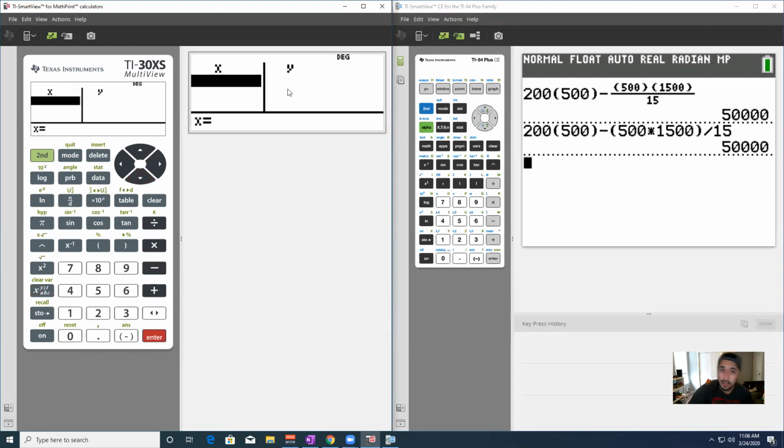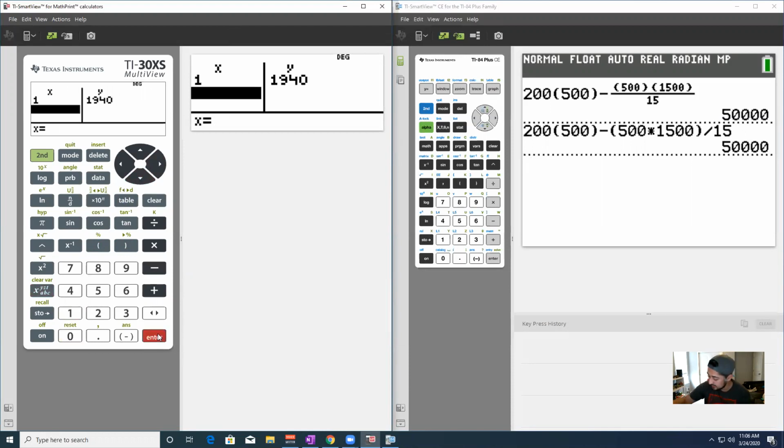We get our XY chart, right? And now I'm gonna type in the numbers I need. 1 is 1940. So I'm gonna write all this down while I'm doing it. 1 is 1940. And then 5 is 8,500. And then 10 is 14,000.